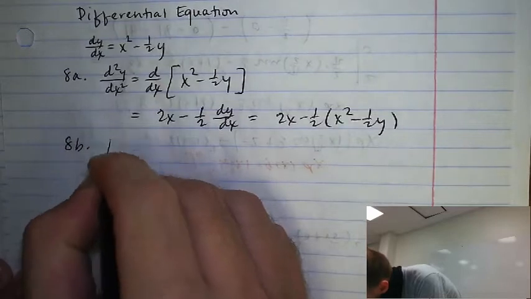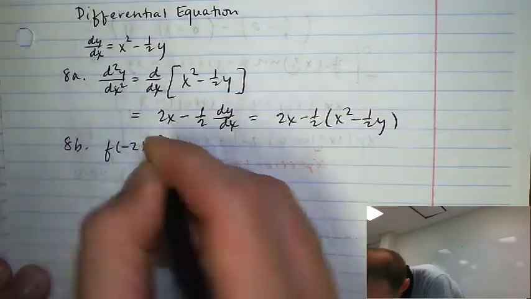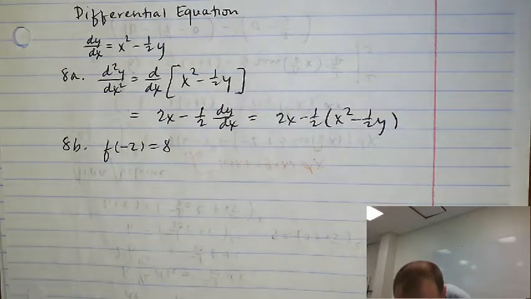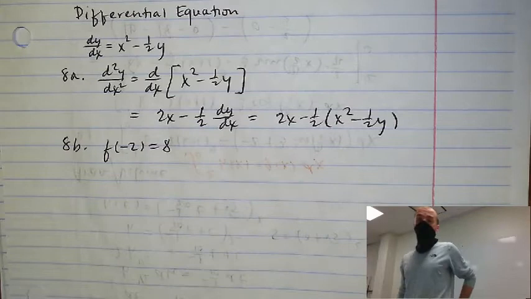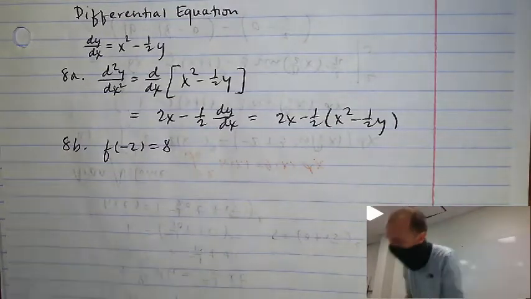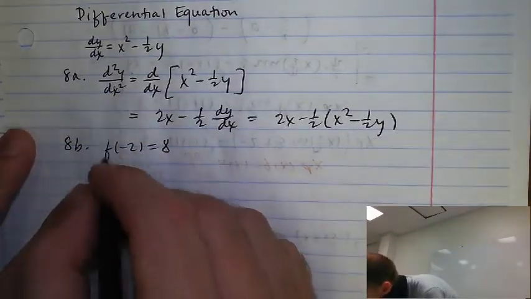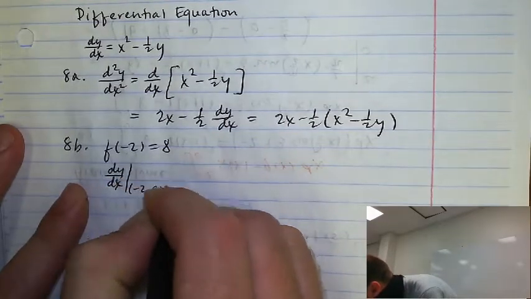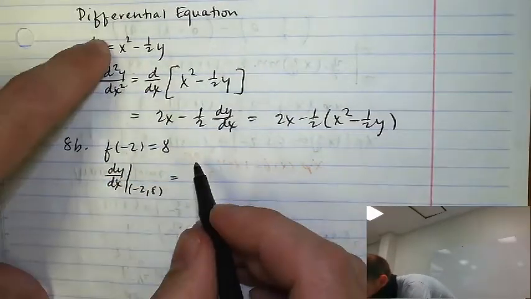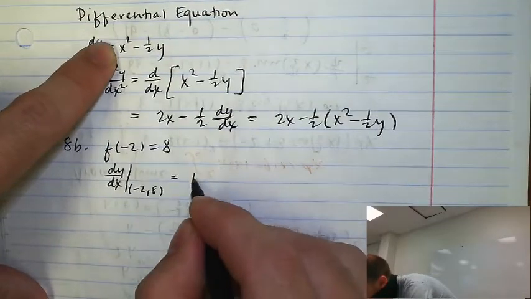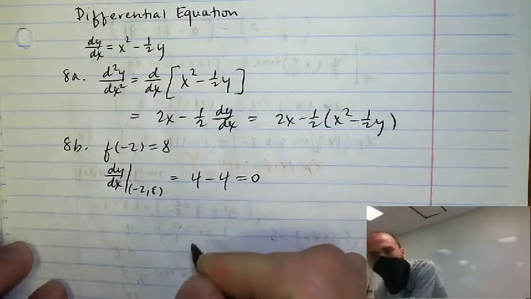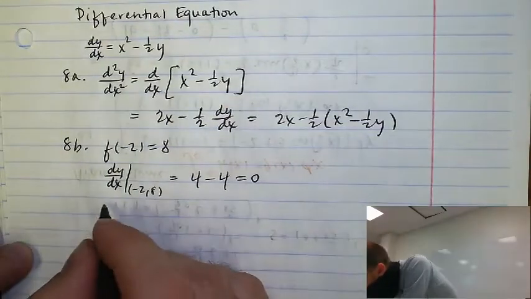Okay, the graph passes through -2, 8. So f of negative 2 equals 8. Seems like a good thing to write down there. Is there a relative maximum, minimum, or neither at the point negative 2, 8, and justify my answer? Well, I'm going to hope that I plug it into dy dx and it comes back non-zero, and I can say neither. But somehow I don't think so. dy dx at negative 2, 8 is equal to negative 2 squared is 4 minus half of 8 is 4, which is 0. Okay, this is possibly a maximum or a minimum.